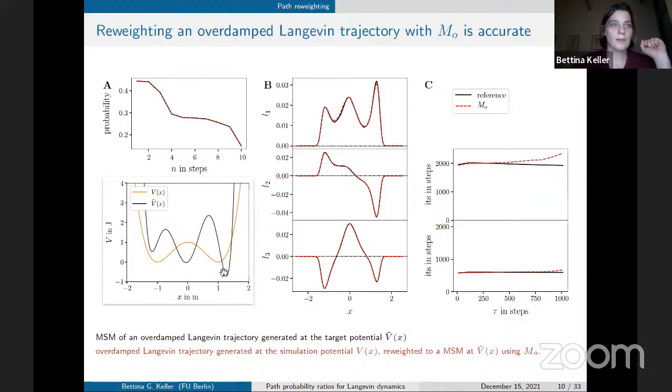So we simulated in a double well potential and reweighted to the triple well potential. And for overdamped dynamics, so if we conduct our simulations with overdamped dynamics and we reweight with overdamped dynamics, this is right spot on. Now, if you want to simulate a molecule, you of course turn on Langevin dynamics, underdamped Langevin dynamics.